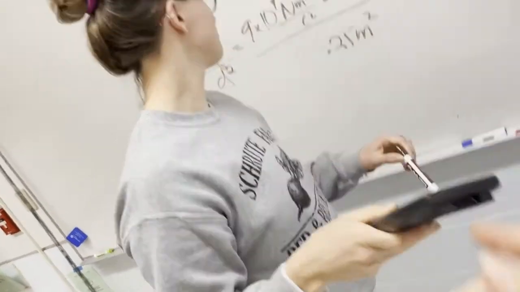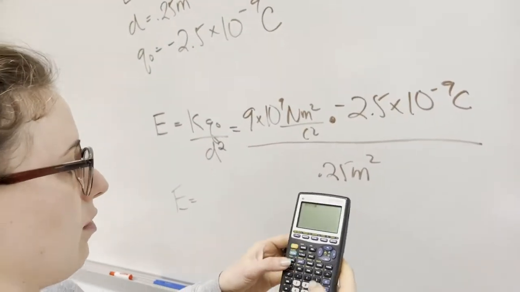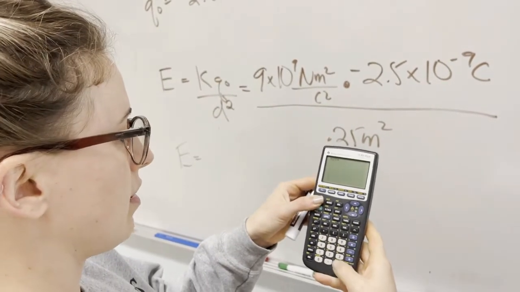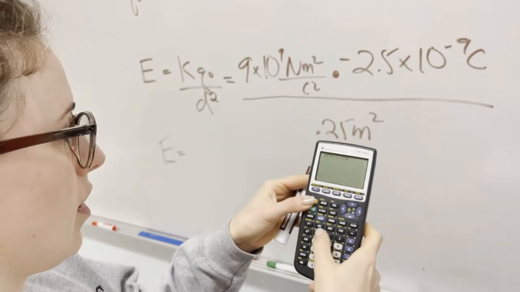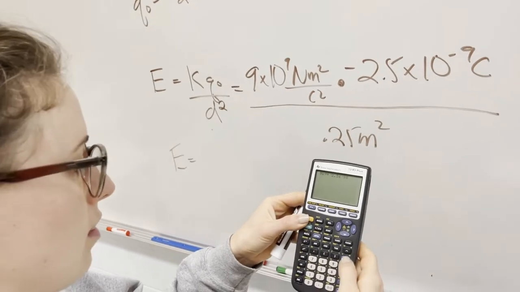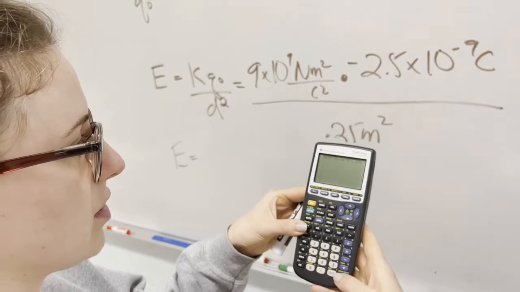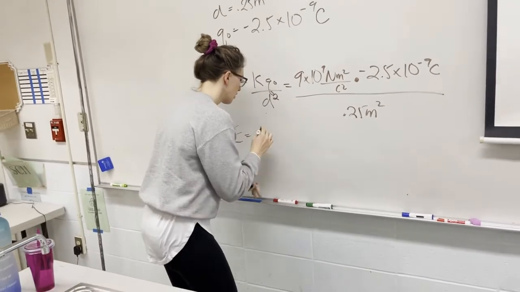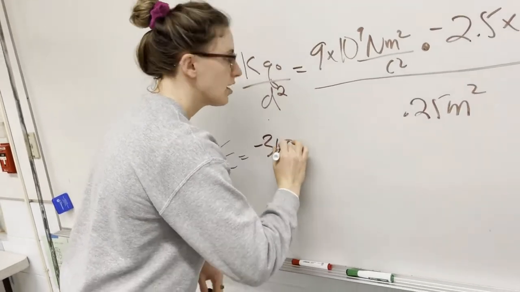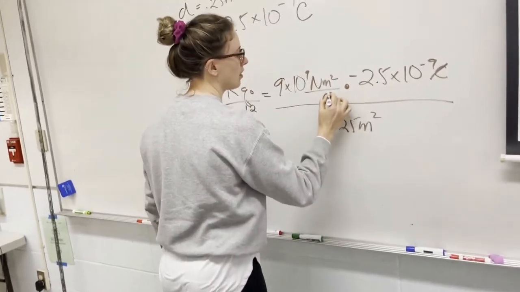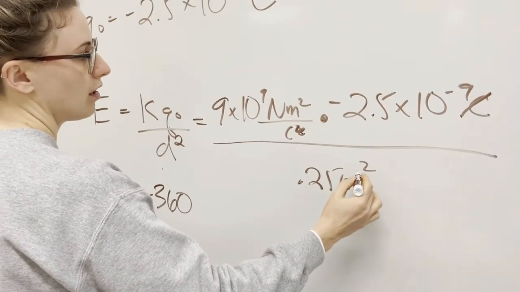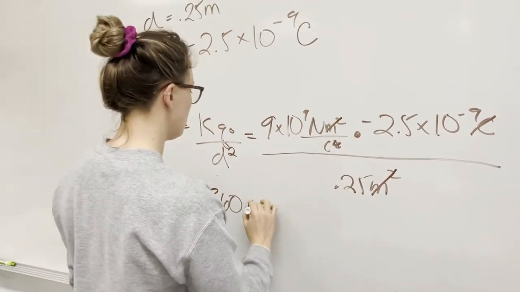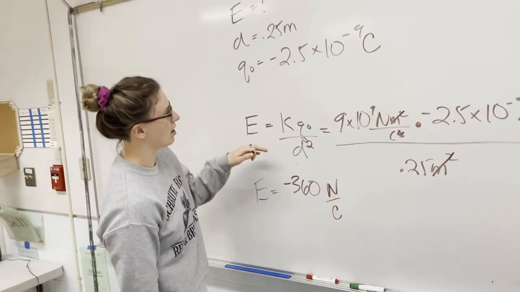All right, so 9 times 10 to the 9th times negative 2.5 times 10 to the negative 9th. Divide that by 0.25, and I'm going to square it. And I get negative 360. What are my units? Okay, negative 360. If I forget my units, let's see, I've got a coulomb here. Meter squared cancels meter squared. Newton over coulomb. Okay, that makes sense, right?